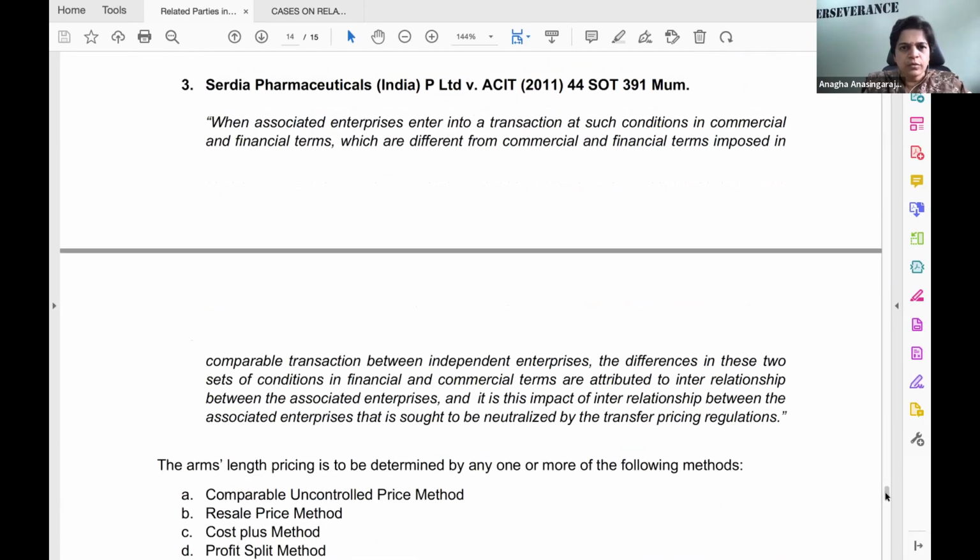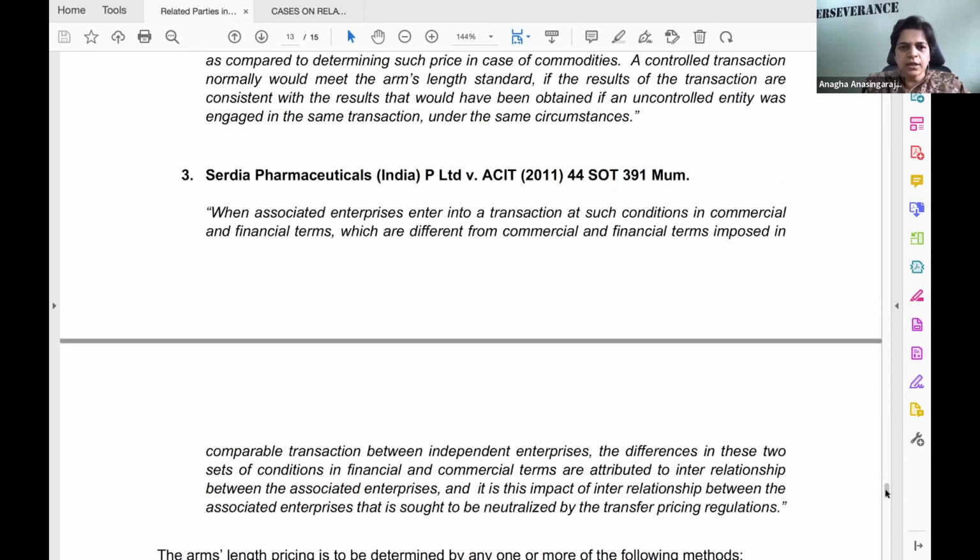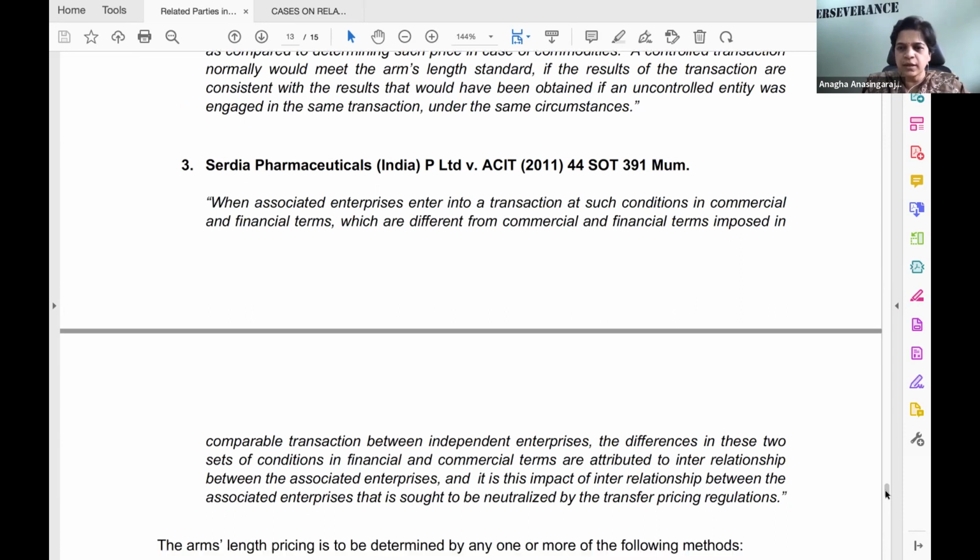about when associated enterprises enter into a transaction at such conditions in commercial and financial terms, which are different from commercial and financial terms imposed in comparable transactions between independent enterprises. The differences in these two sets of conditions are attributed to the interrelationship between the associated enterprises, and it is this impact of interrelationship between the associated enterprises that is sought to be neutralized by the transfer pricing regulations.